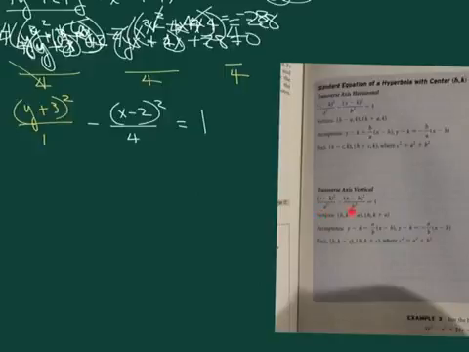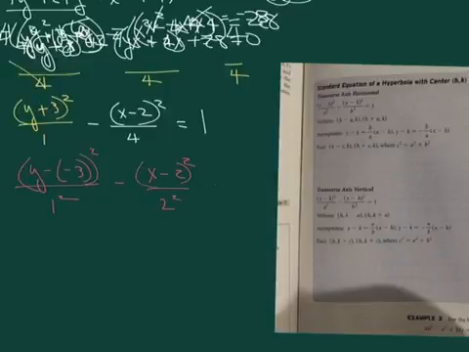These have to be squared though, so I'm going to have to turn those into squares. So let's do this in red. Y minus negative 3 squared over 1 squared minus, don't change anything up there, but down on the bottom we change that to a 2 squared equals 1.